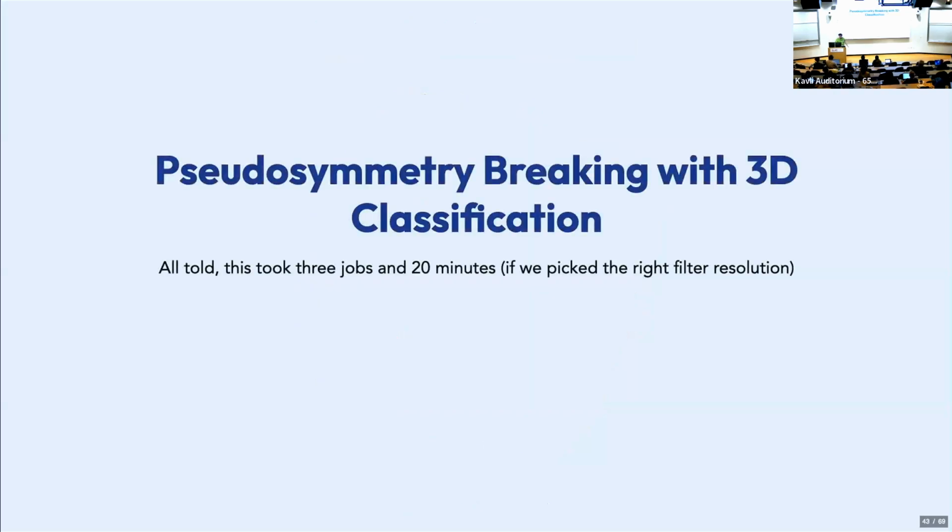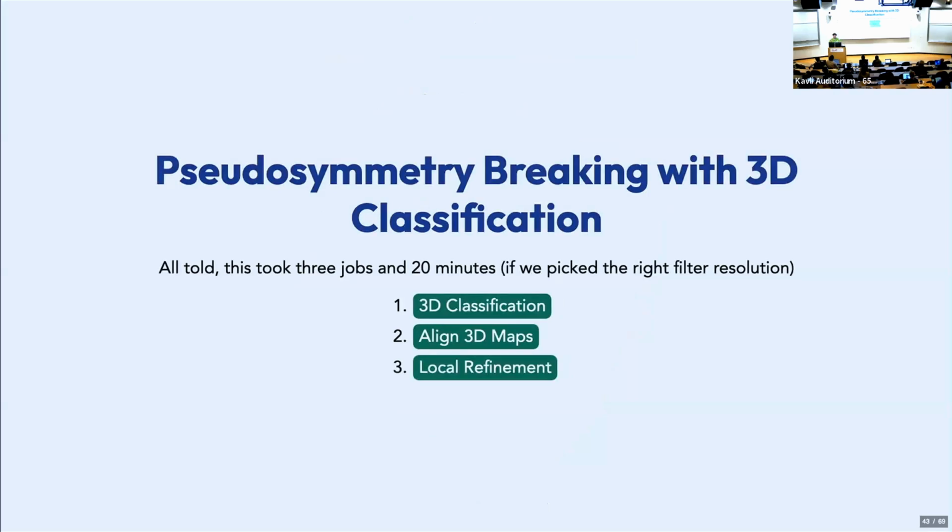All told, this took 3 jobs and 20 minutes if I had picked the right filter resolution from the start, which is easier than you might think to do. You can just look at your map and filter it until you see the calmodulin start to blur into the ion channel. Okay, I had to run a 3D classification, I had to run an align 3D maps, and then I had to run a local refinement.